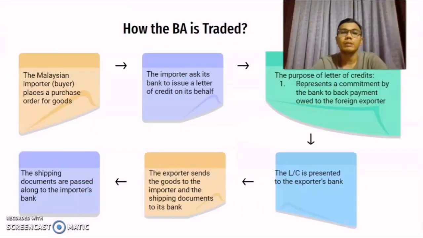Okay, next I would like to explain about how the BA is traded. So, firstly, the Malaysian importer or buyer places a purchase order for goods. Then the importer asks its bank to issue a letter of credit on its behalf. The purpose of the letter of credit is to represent a commitment by the bank to back payment owed to the foreign exporter. And then the letter of credit is presented to the exporter's bank. Next, the exporter sends the goods to the importer and the shipping document to its bank. And finally, the shipping documents are passed along to the importer's bank.